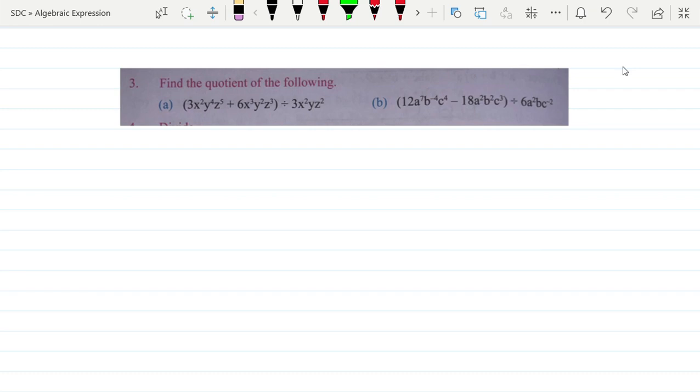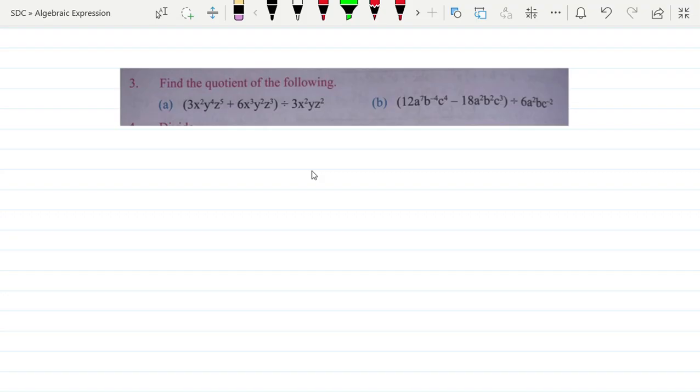Namaste all dear students. Here I'm explaining the answer for number 3 of exercise 11.3 of the topic algebraic expressions. This division is connected with the laws of indices, so you have to be clear about them before doing it. For example, I will put them here first so that you will be clear when we do these two numbers.